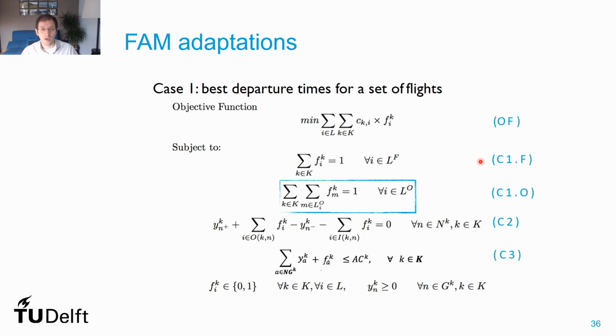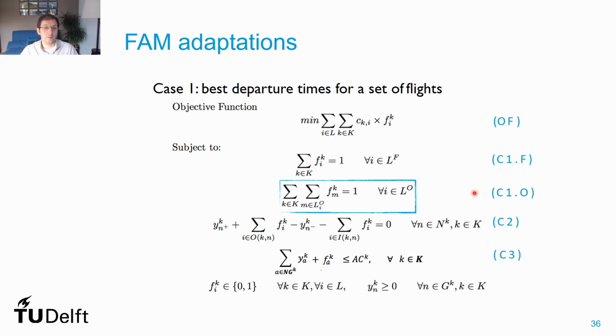To the other ones, the ones for which we consider different options for the departure time, we do have constraint C10. This enforces that only one of the options for each flight I in our set LO will have a value equal to 1 in one and only one of the time-space networks of the fleet types that we are considering.